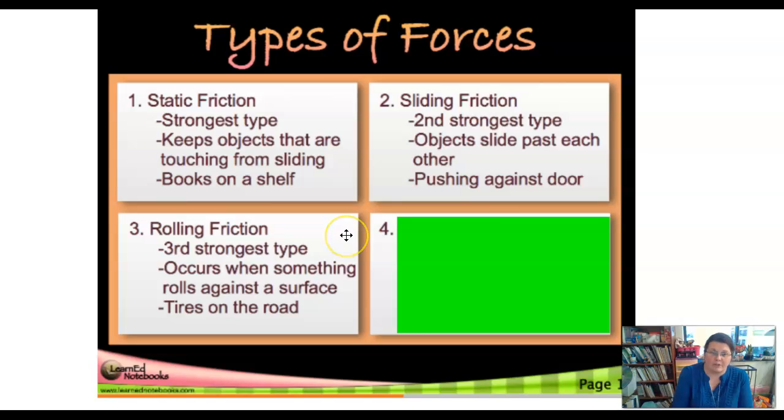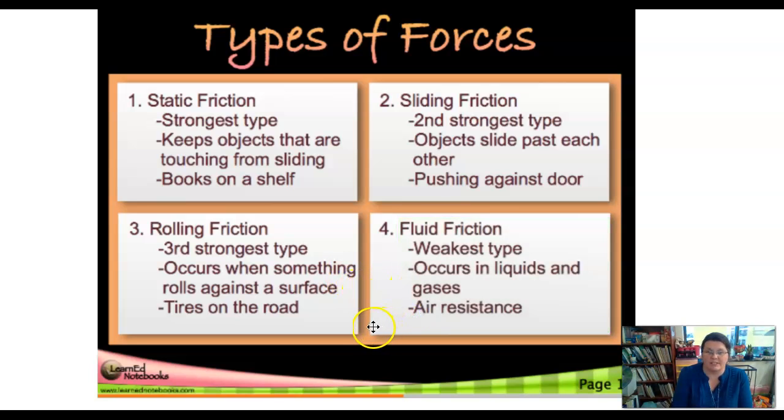We have rolling friction. This is the third strongest type, and it occurs when something rolls against the surface, such as tires on the road. And then the fourth type of friction is fluid friction. This is the weakest type, and this occurs in liquids and gases, such as air resistance that we talked about in part 1.